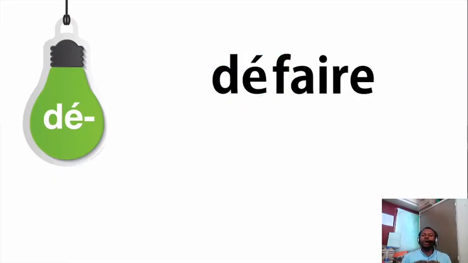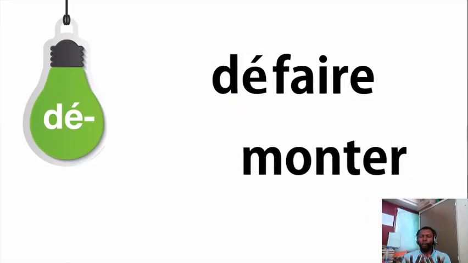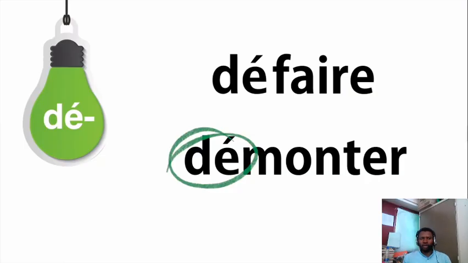For example, the word monter. Monter is to set. If you're setting something, you say you're monter. Now, démonter is now undone or undo. Sorry, I was doing défaire, ou bien démonter voulais-je dire.